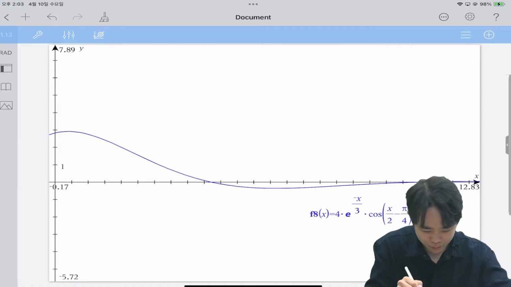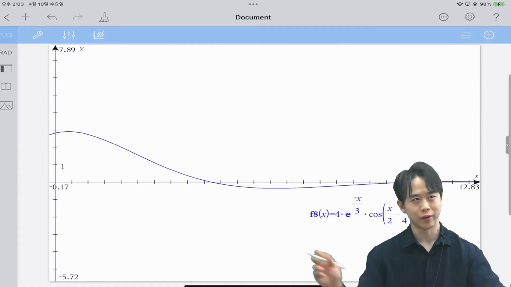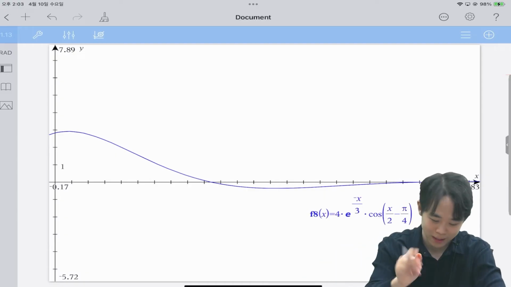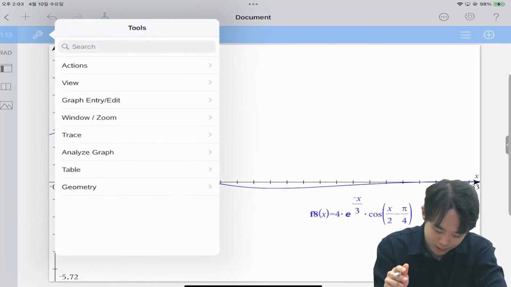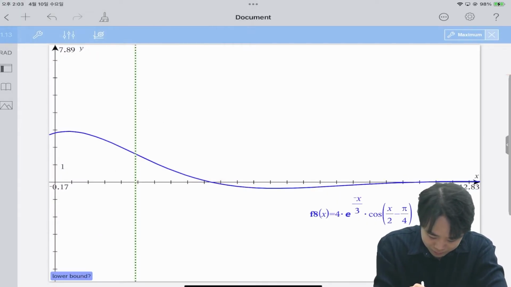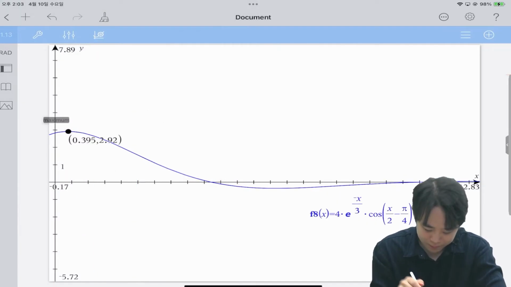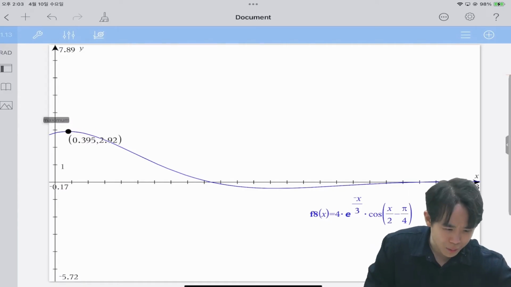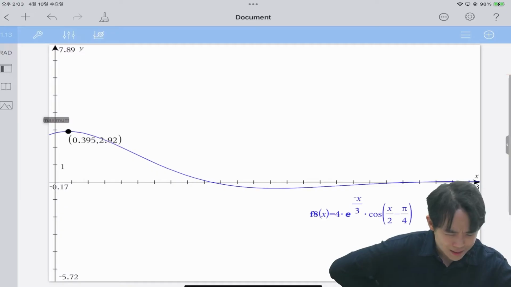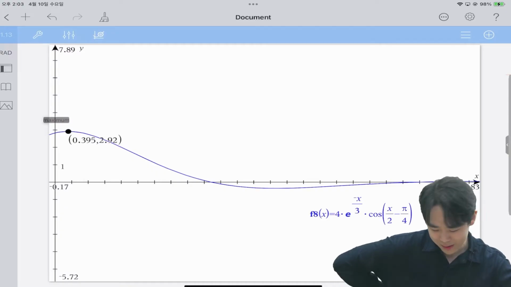So first, we want to look for when acceleration is 0, basically when we have a local maximum, or when V prime of t is 0, right? So I'm going to go with analyze graph. I want to find the maximum between this point here. Okay, so when time is 0.395, the velocity is 2.92. This is when the acceleration is 0.